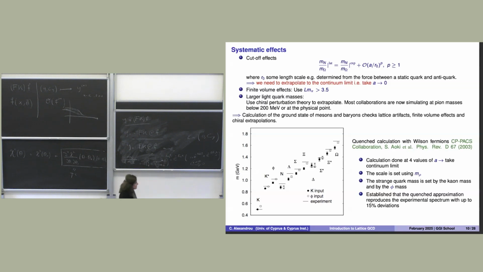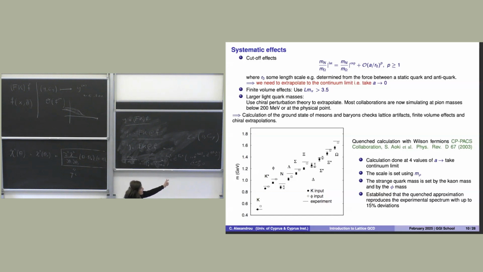Okay, I said about the masses. Now, this plot, I show it because at the time that it was produced, 20 years ago, it was a breakthrough. It was done in the quenched approximation. This is the PACS collaboration. It was done in the quenched approximation, but they did the whole program. They took the continuum limit, they corrected for any finite volume effects, and this is what they got. And now that you can compare to experiment, they took the chiral limit, they did all the program.